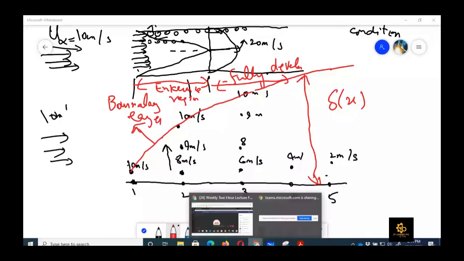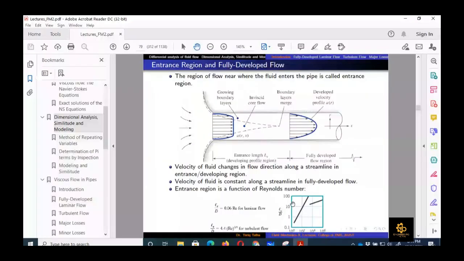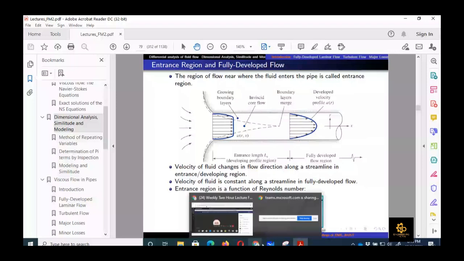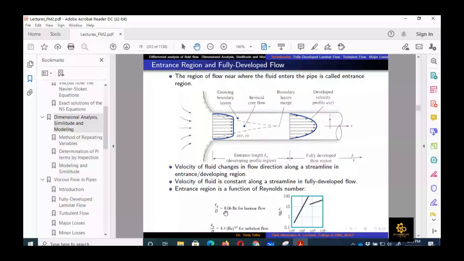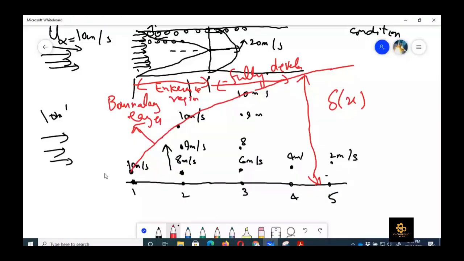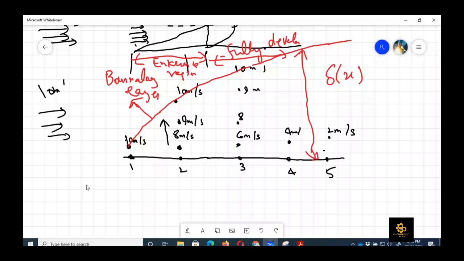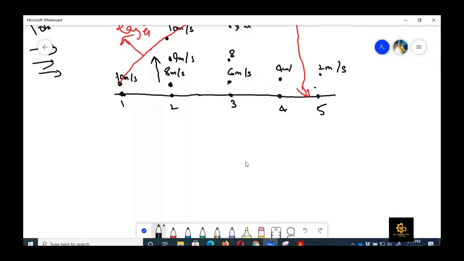And the velocity of fluid is constant along a streamline in the fully developed region, because the viscous forces are completely in equilibrium with the pressure drop forces there. If we want to know the entrance length, here they have defined it with the symbol LE. So LE upon D, which is a non-dimensional number, is equal to, if I can write it here, because it is very small in the slide. Okay, let me read it all.